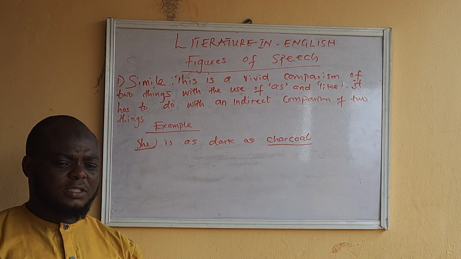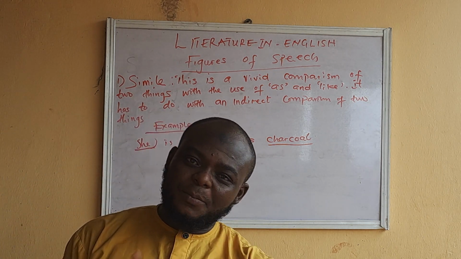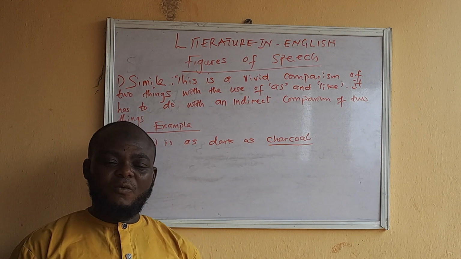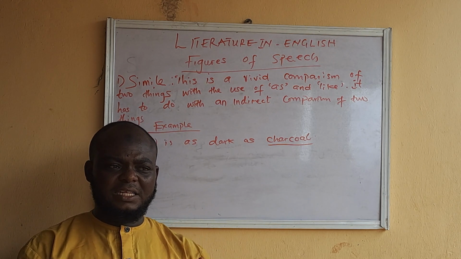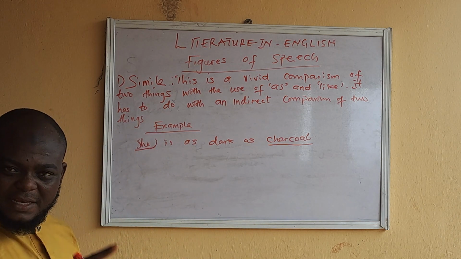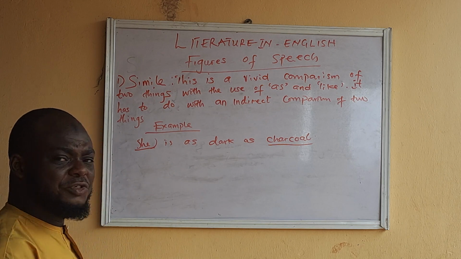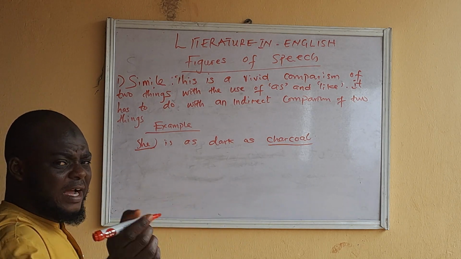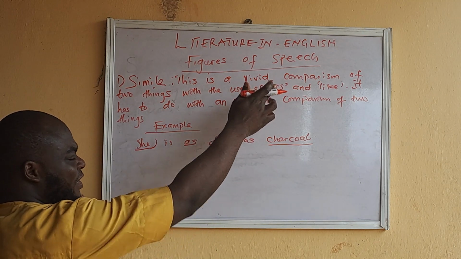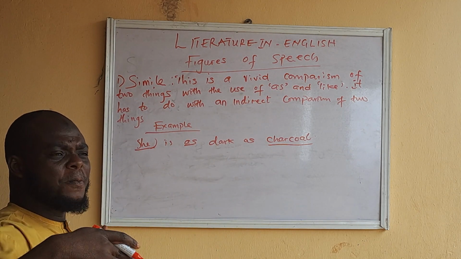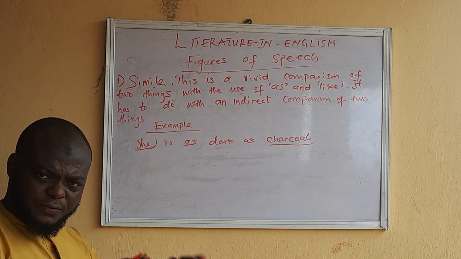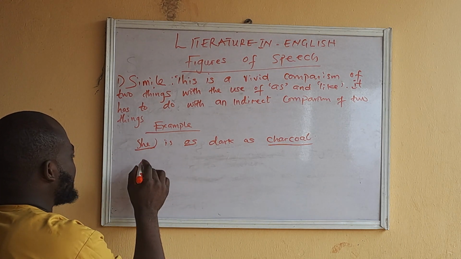We are trying to tell how dark the person is. We are now taking it indirectly. That is simile. When you are comparing two objects indirectly, then we have simile with the use of what? As or like. Now let's take another example using like. We've used as. So don't forget, I said we compare two things with the use of this or this. You can see there are more words we use in comparison, but these are the two we are dealing with today.